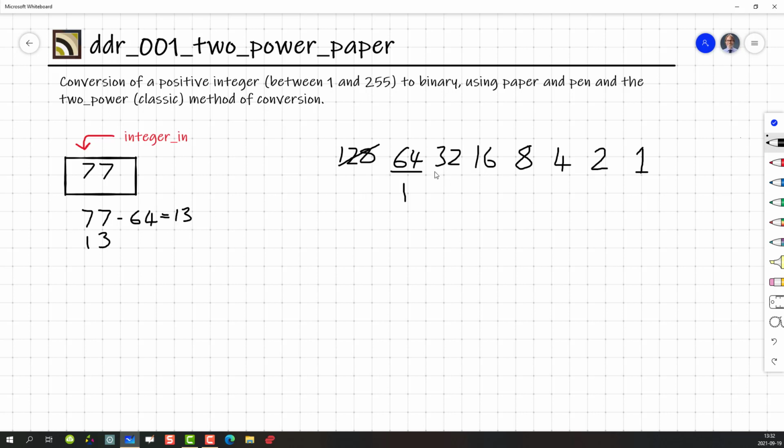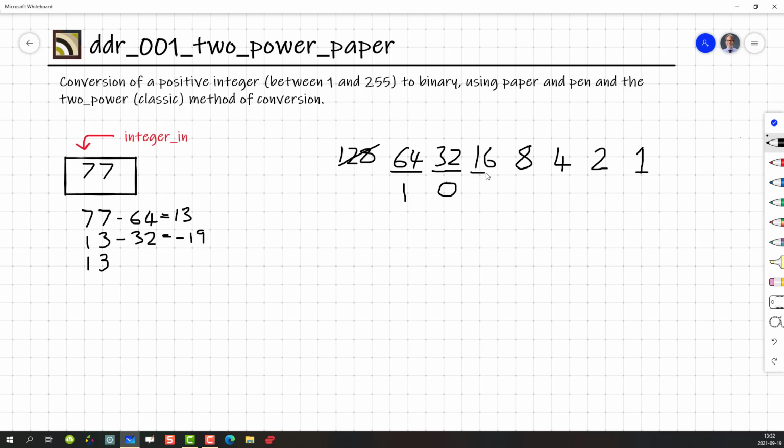Okay, so now what we do is we move 1 to the right and we try and subtract this new number, 13 minus 32. Okay, the answer to that subtraction is negative 19. Now, it is not 0 or bigger, so we write a 0 underneath the number that we tried to subtract, and we simply write the number that we are subtracting from below.